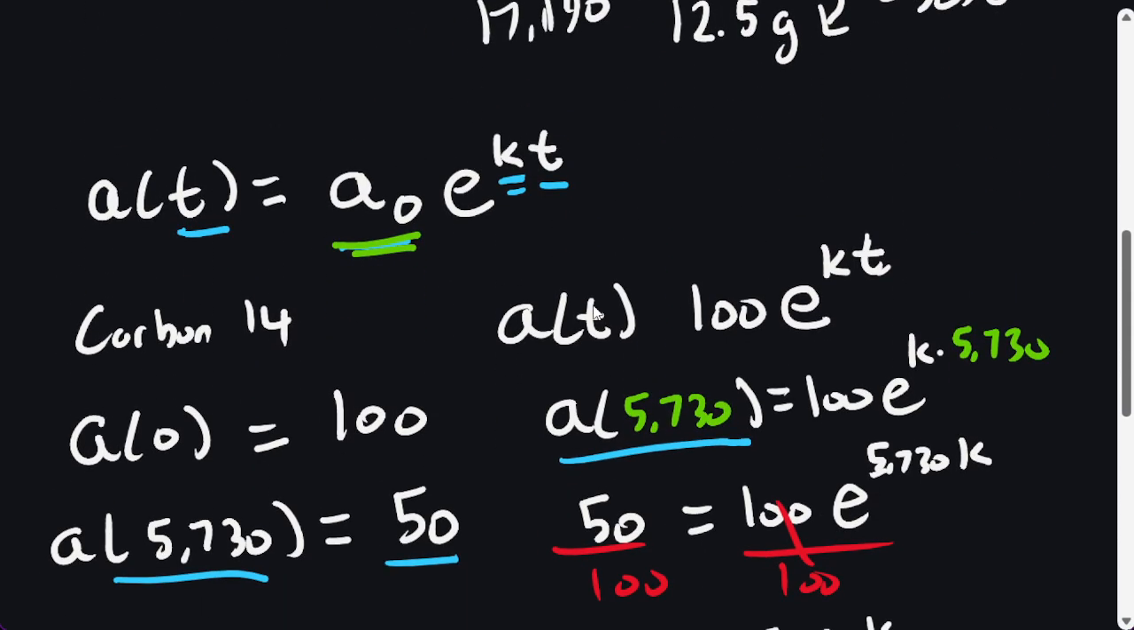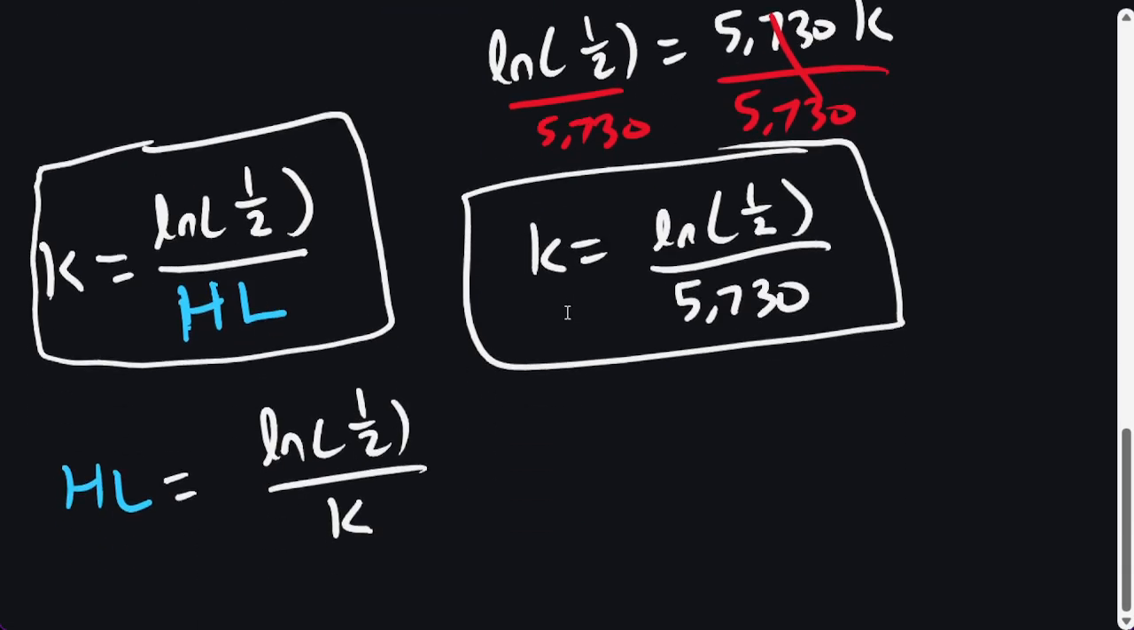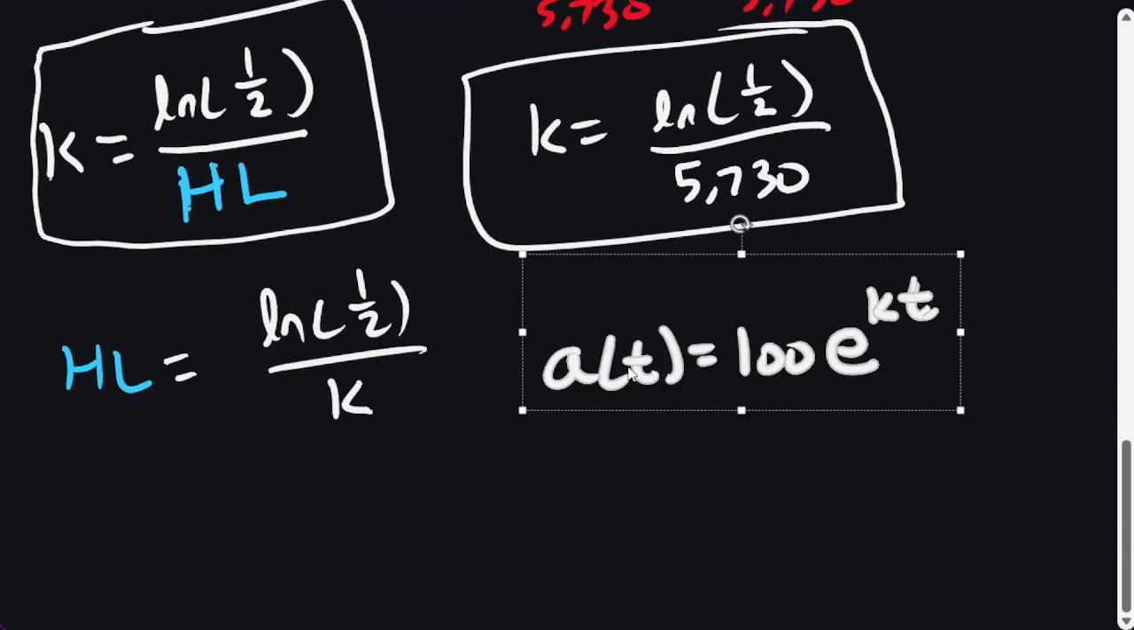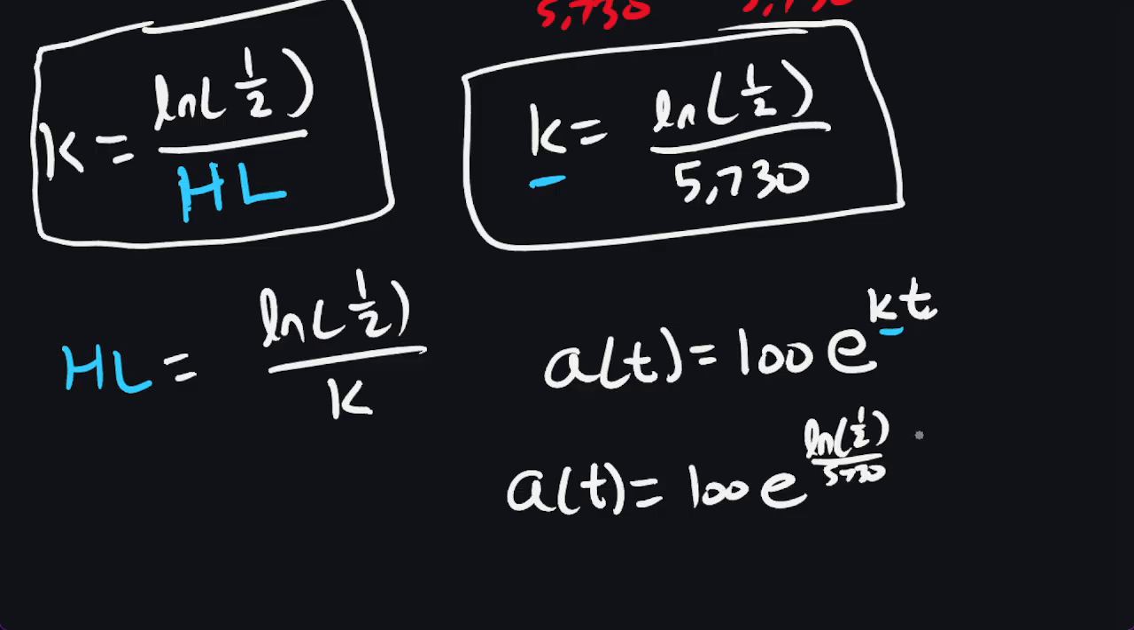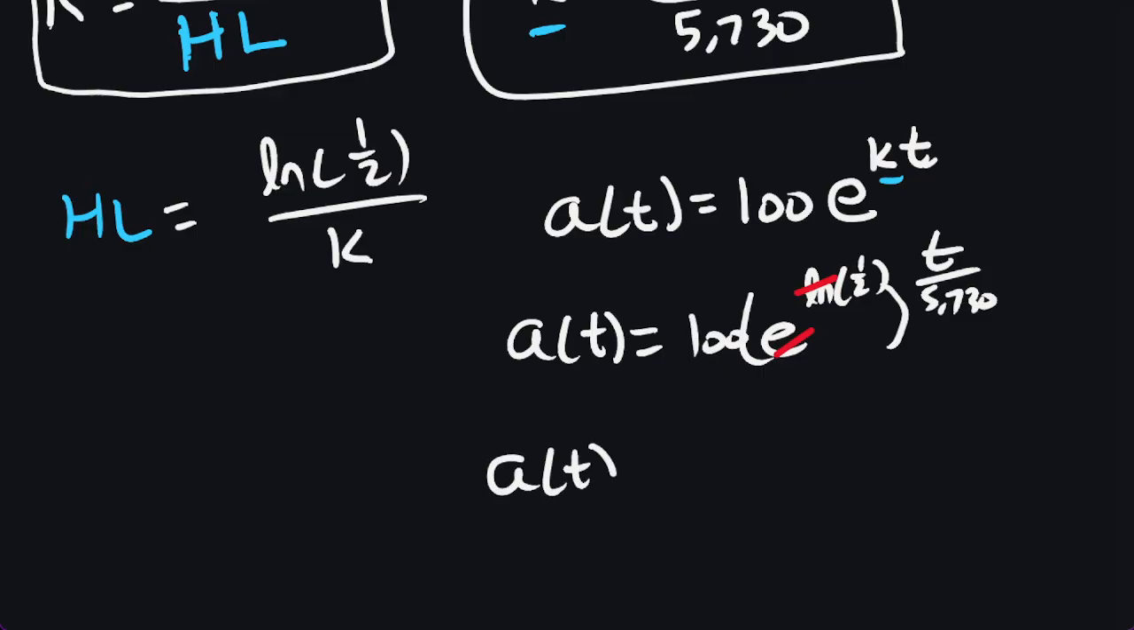So we had A of t equals 100 times e to the kt. We can just copy and paste this down here. So if we replace k with ln of a half over 5730, we have A of t equals 100 times e to the ln of a half over 5730 times t. And we can rewrite it like this. We can use the power rule to bring the t over 5,730 on the outside. So that means the e and the ln cancel out, and the 1/2 drops down. So we have A of t equals 100 times 1/2 to the power of t divided by 5,730.